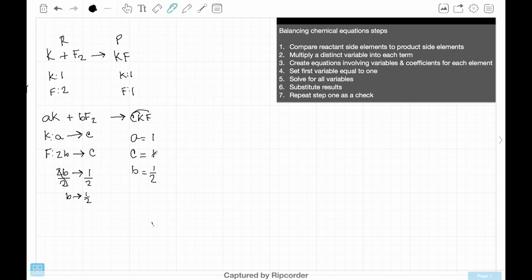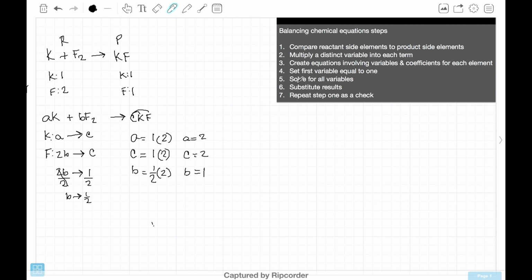Now, you don't want to deal with fractions, so I'm going to multiply through by a number to cancel this 1/2, which would be 2. So you have to multiply everything by 2. So now A is going to equal 2, C is going to equal 2, and B is going to equal 1.